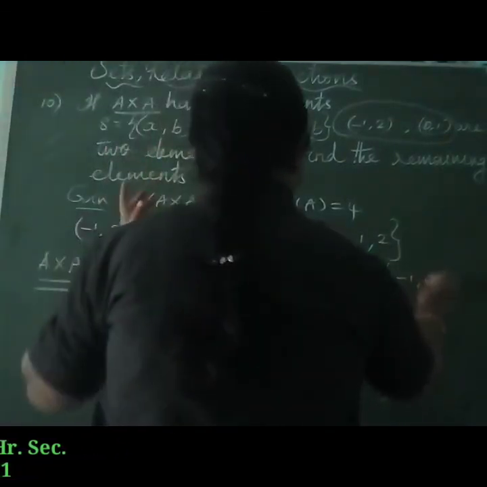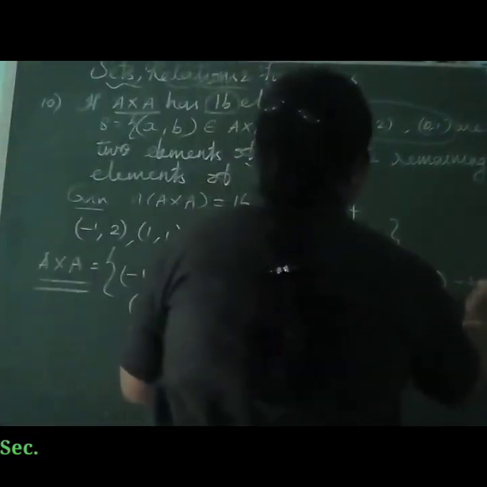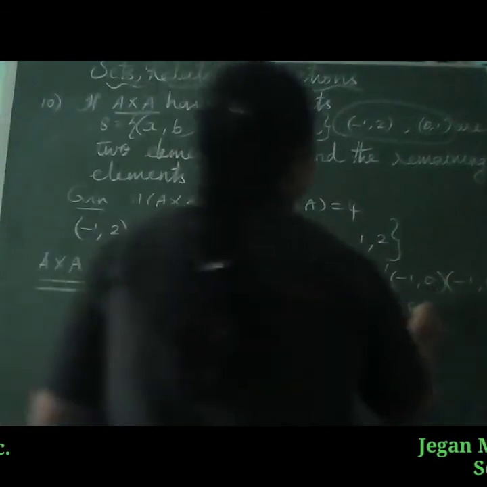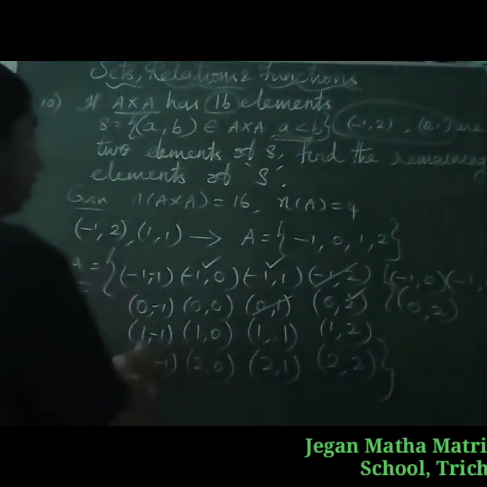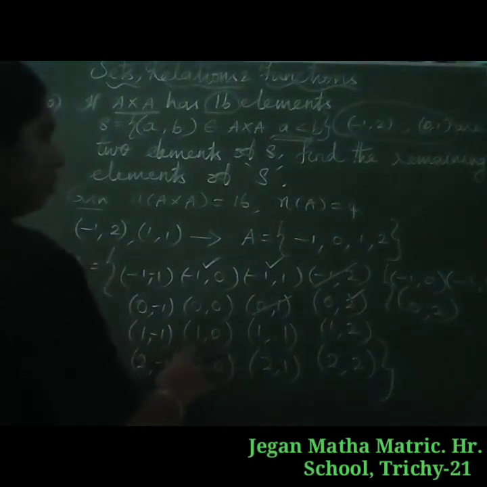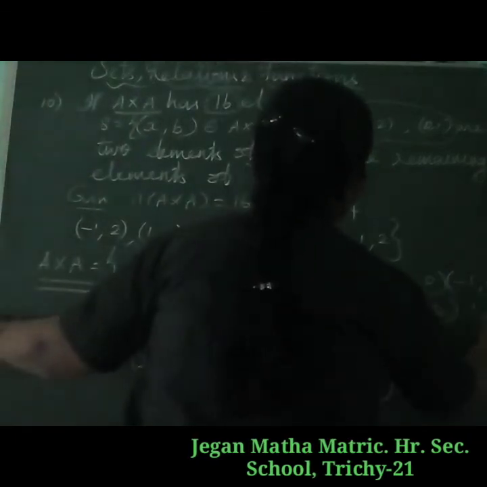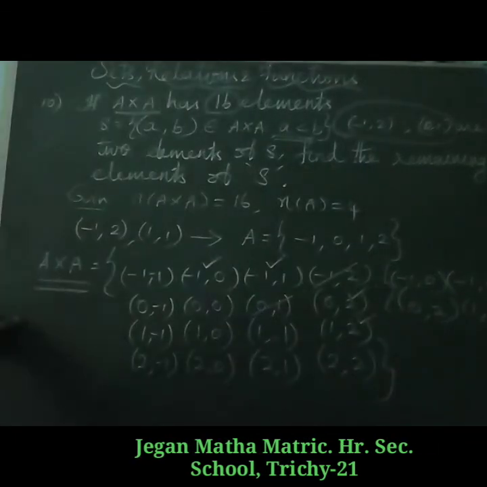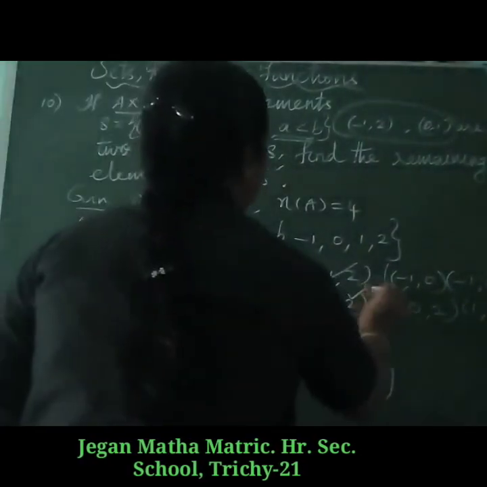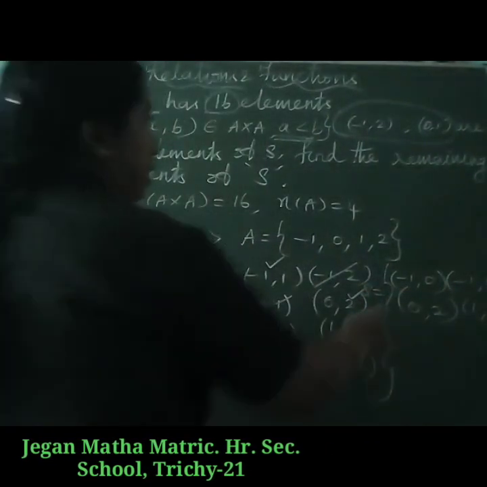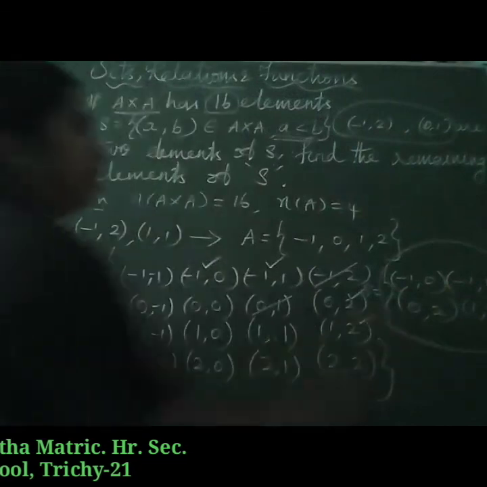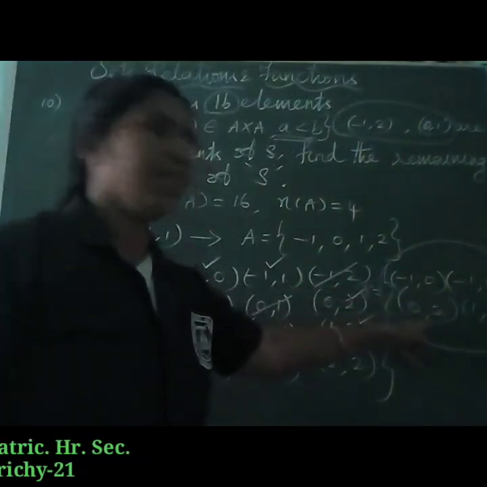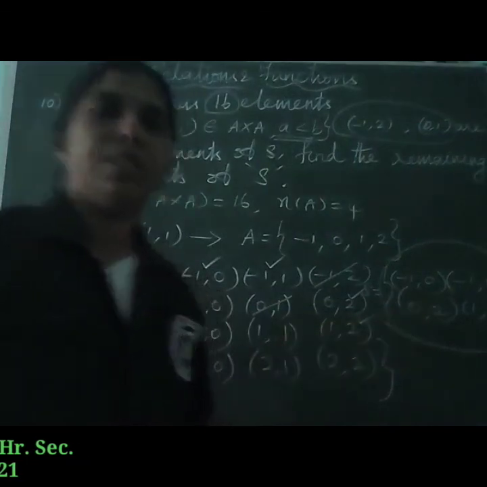So the remaining elements in the set are (-1, 0), (-1, 1), then (0, 2), then one more element, a less than b. When we are comparing two elements, a less than b, (1, 2). So the set S has 6 elements, already 2 elements are there. The remaining elements in the set S are (-1, 0), (-1, 1), (0, 2) and (1, 2). Thank you children.